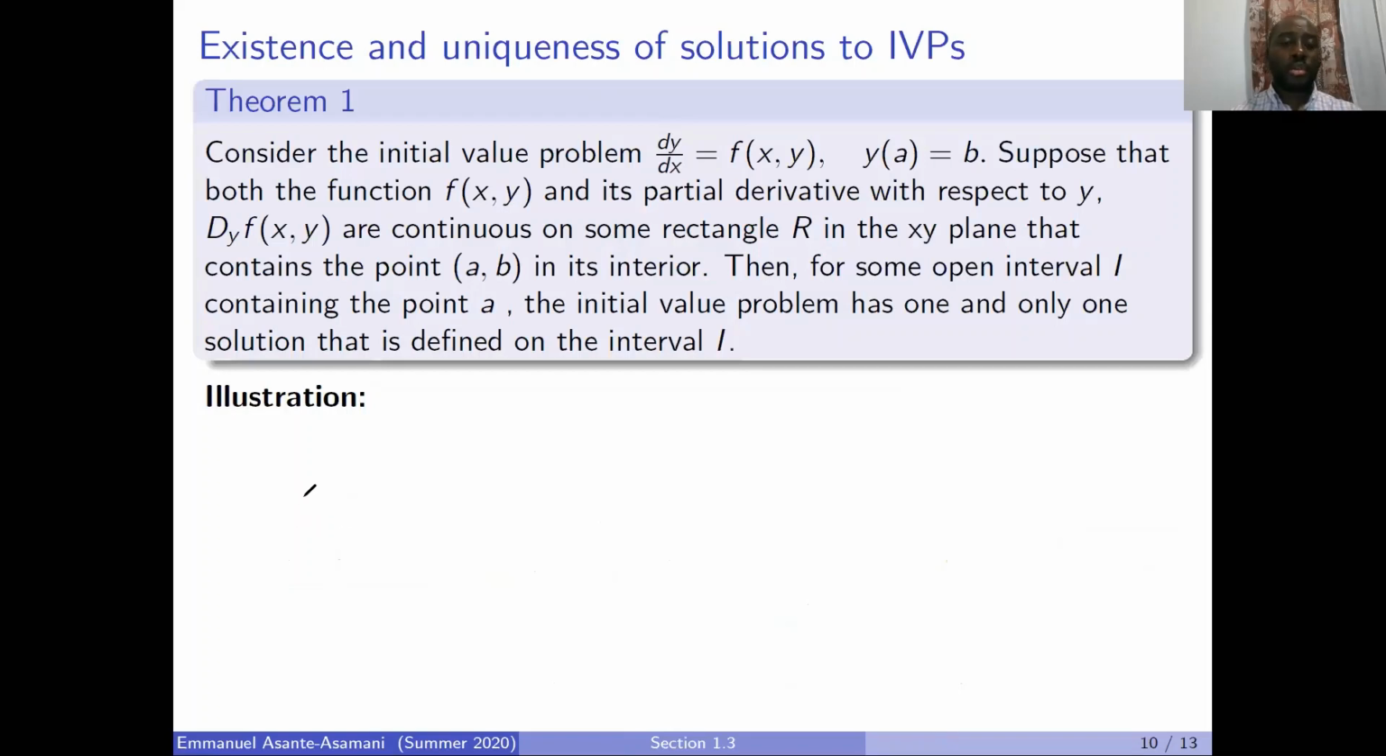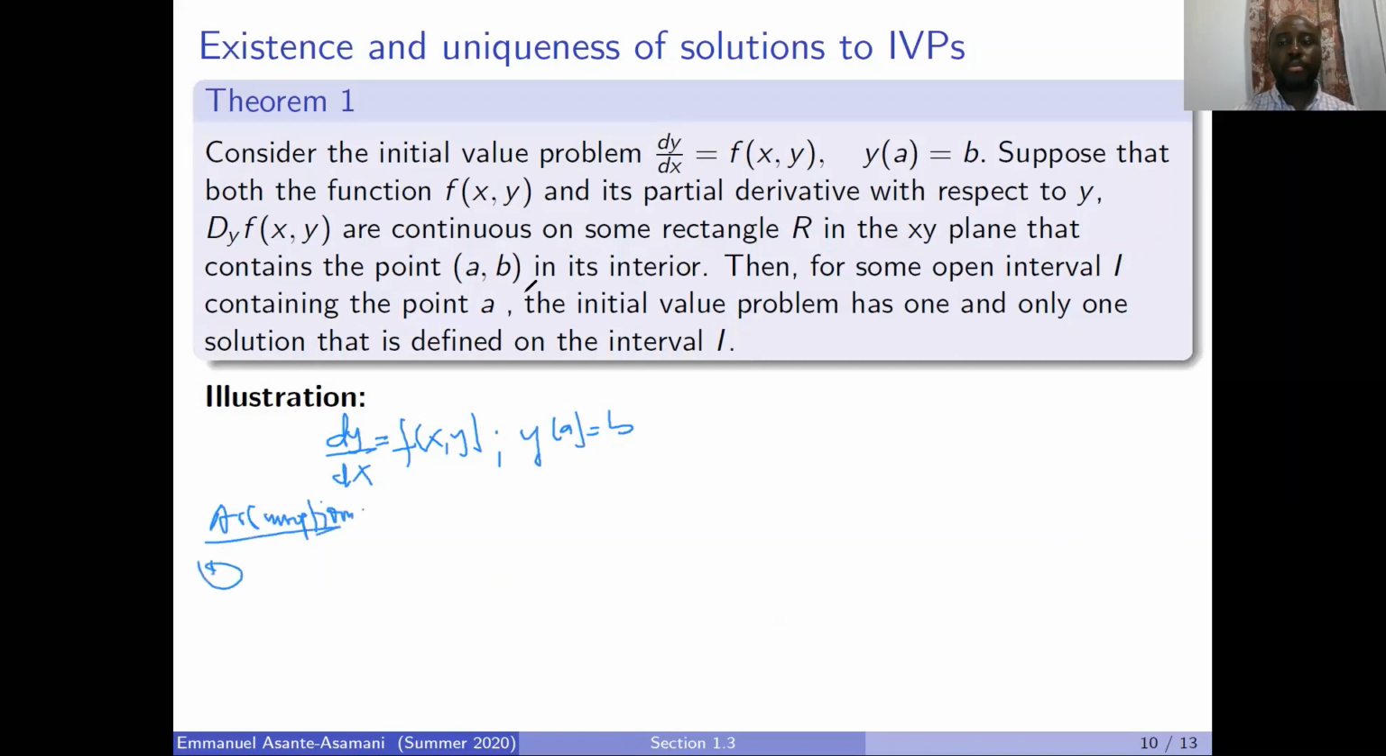Okay, so what is this theorem saying? If we have an initial value problem, dy/dx is f of x, y, and let's assume that the initial condition is y of a is b. Then a couple of things. What are the assumptions? One, we assume that the right-hand function f is continuous.